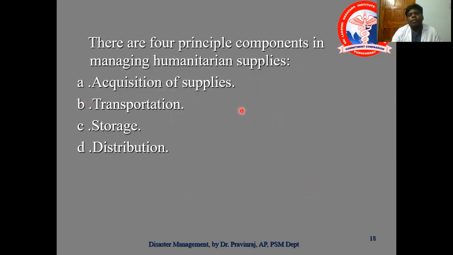There are four principal components in managing humanitarian supplies. That is acquisition of supplies, which we have already seen: food, blankets, clothing, shelter, and sanitary engineering and construction materials. Then transportation, which could be an ambulance or any transport that is going to deliver food to that particular site. We might have seen on TV helicopters giving food supplies. Then storage is important because we have to store the food and materials that they are going to give. And distribution, that is giving the people what they need.